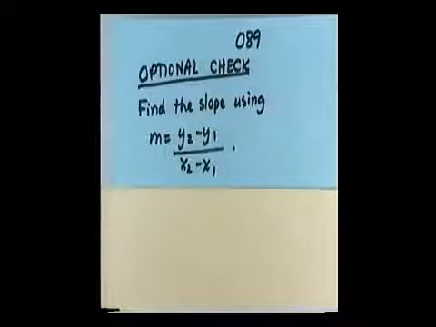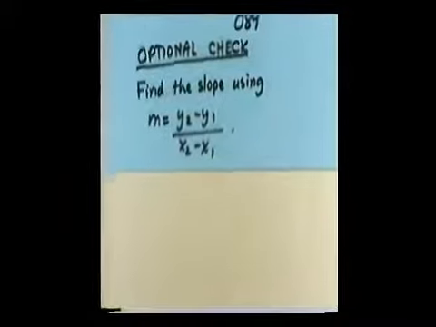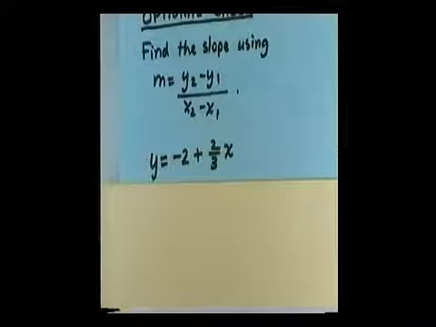This is entirely optional when you're doing your work, but you may like to do it, or at least to see it being done here once, to make you more comfortable with the idea of that slope showing up in the equation. So let's find the slope using the formula m equals y2 minus y1 over x2 minus x1. Our equation in the first form we found it was y is equal to negative 2 plus 2/3 x.